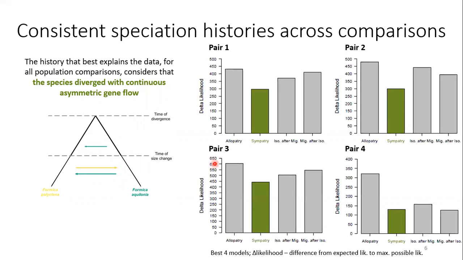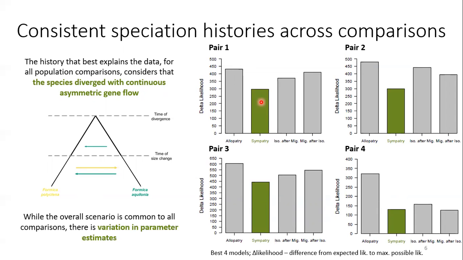Looking at delta likelihoods of the 4 best models, we see that this model, highlighted in green, is clearly the best across comparisons, as it has the lowest delta likelihood. The delta likelihood is the difference between the expected likelihood of a model and the highest possible likelihood we could achieve. So the lower the number, the better the model is. And while the overall divergence scenario is common to all comparisons, we still found variation in parameter estimates between comparisons.